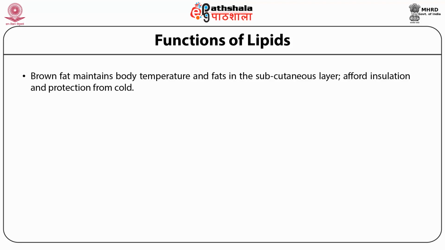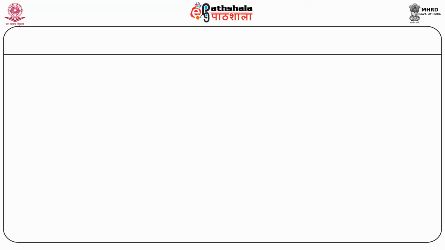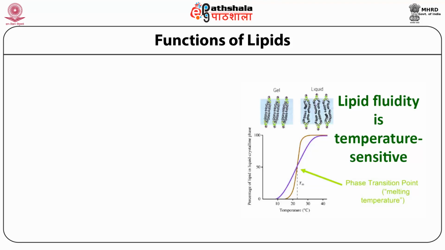In this animation, we can see how the body temperature rises and falls in the body. Temperature regulates the functioning of the human body. The normal body temperature is retained with the help of the lipids. Another important function of lipid is the fluidity and the flexibility.